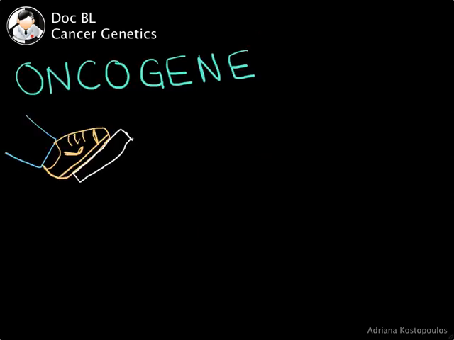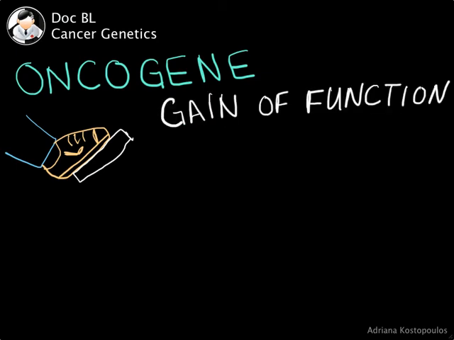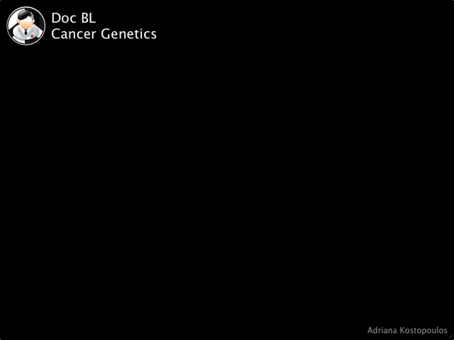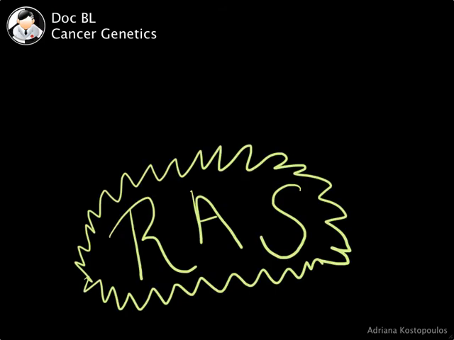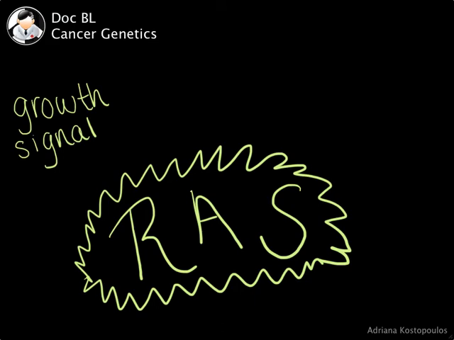Now moving on to oncogenes. Oncogenes are a little bit different than tumor suppressor genes. They're more like having the accelerator pedal stuck down. So they're a gain of function mutation. An example is RAS. RAS is switched on by cellular growth signals, and it stimulates cellular growth. There are different mutations that can cause RAS to be overstimulated.